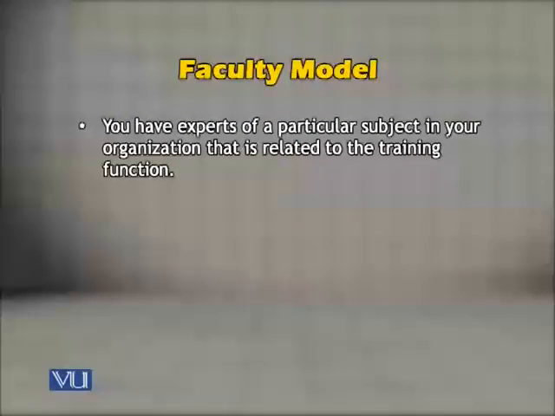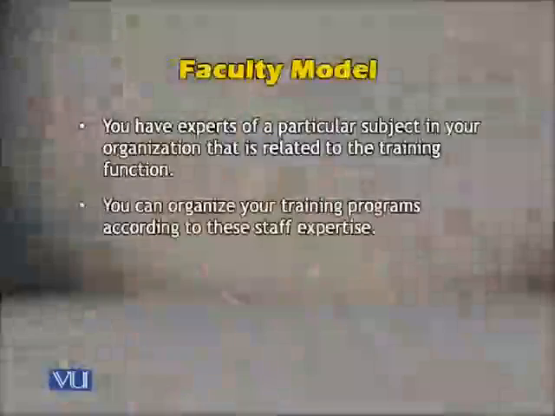So the training function is organized around various disciplines or subjects of training. The advantage of having a faculty model is that you have experts of a particular subject in your organization that is related to the training function. So your teachers, instructors or trainers are experts in their subject.